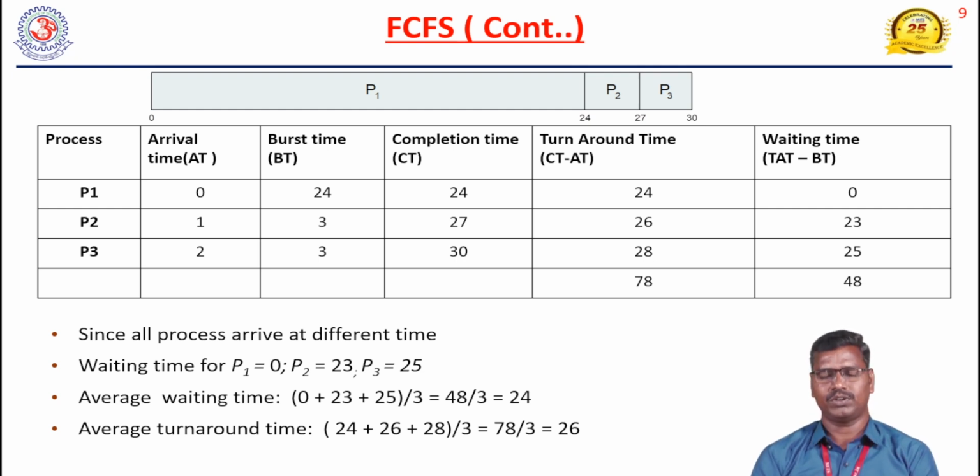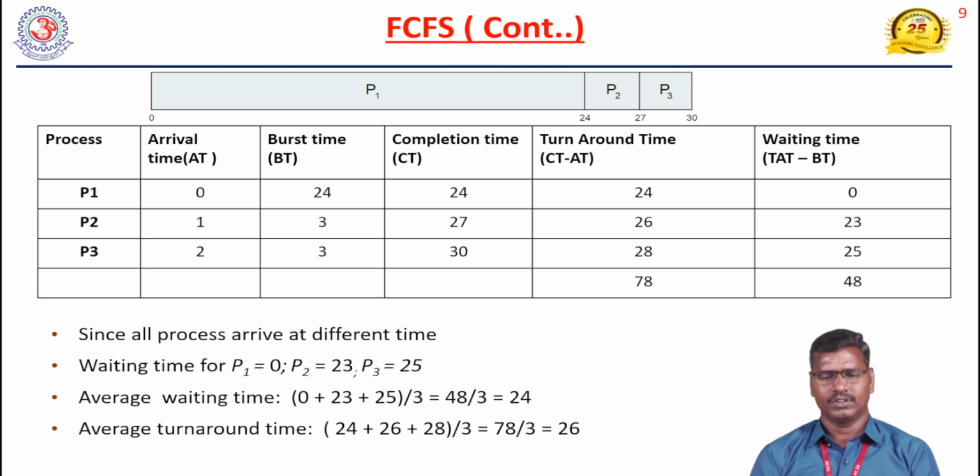One by one, based on the CPU scheduling algorithm, the first process will enter the CPU, that is P1. How much time will it take? The burst time is 24 milliseconds. So after 24 milliseconds the first process is completed. The P1 completion time is 24.